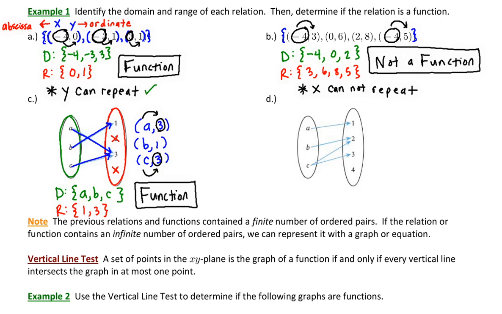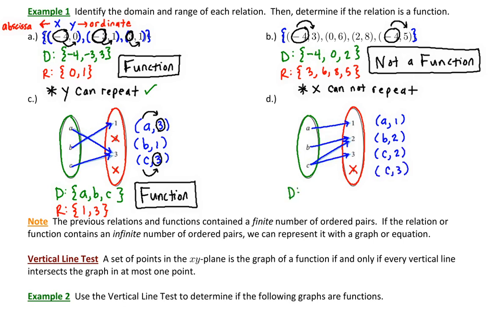B, we have a similar situation where we're going to pick up domain values from the first set, and we're going to pick up range values from the second set. The relation is illustrated by the arrows. So A maps to 1, that gives us the ordered pair A1. B maps to 2, that gives us ordered pair B2. C maps also to 2, so we have ordered pair C2. And then C maps to 3 as well, so we have ordered pair C3. Notice 4 was not used from that second set.